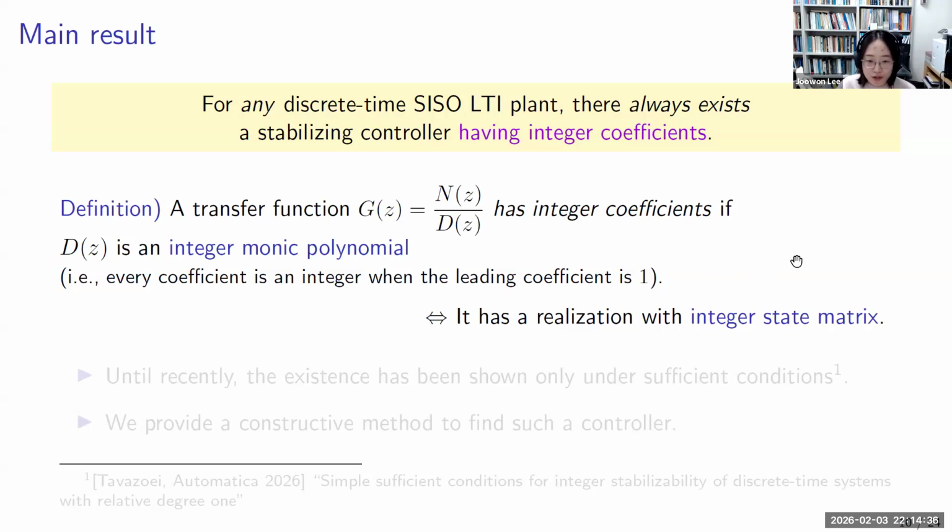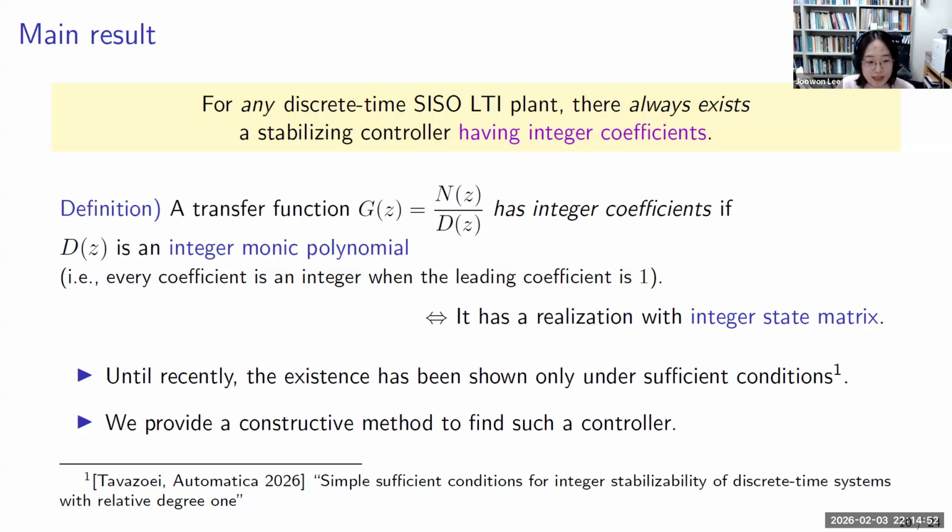And it can be easily shown that the property of having integer coefficients is equivalent to having a state space realization with integer state matrix. And I would like to emphasize that until recently, the existence of a stabilizing integer coefficient controller has been shown only under some sufficient conditions. And we also provide a constructive method that I'll show later to find such a controller.